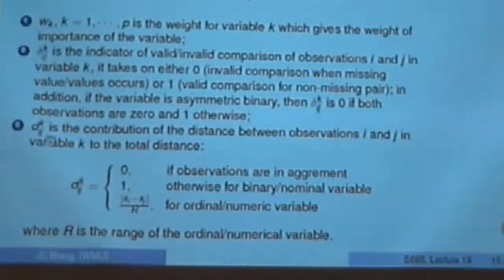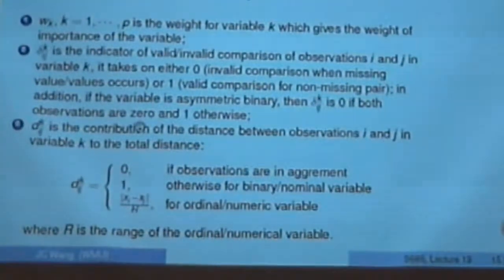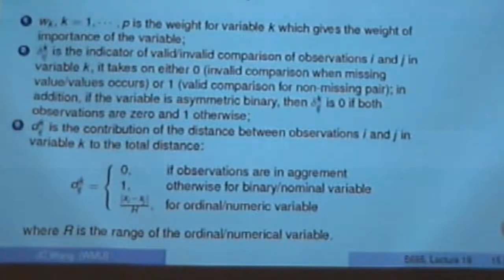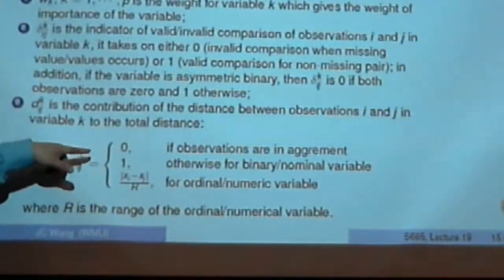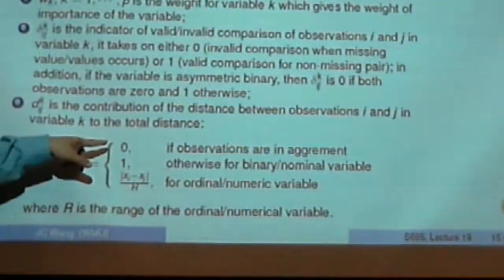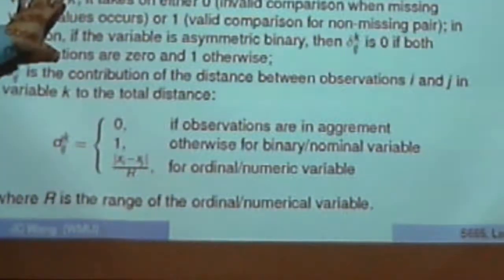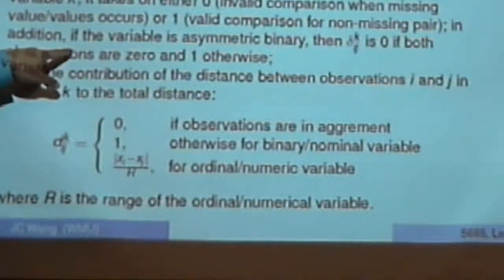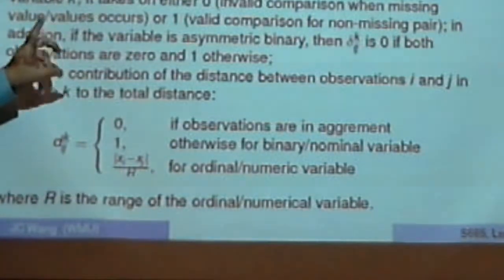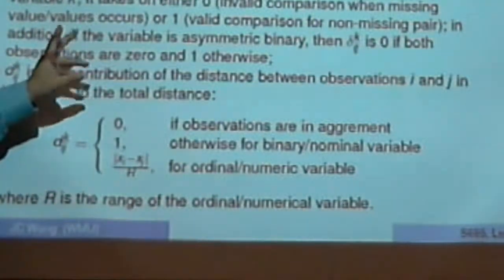And here d_ijk is the contribution to the distance between observations i and j in variable k to the total distance, and it's defined as this. If the observations are in agreement, because at the moment here we already take care of those situations, you can define it only for those valid comparisons, and for asymmetric binary only for those significant comparisons.